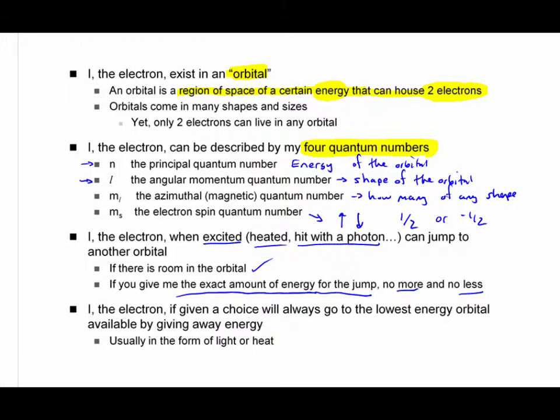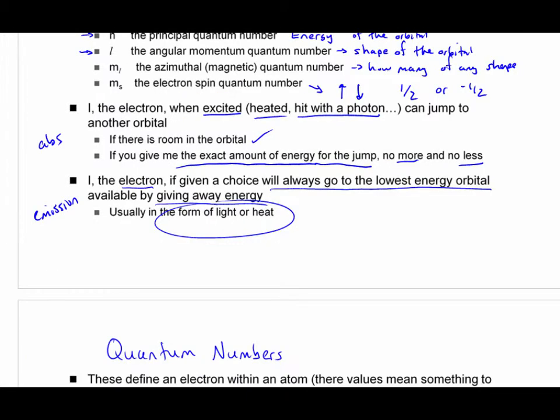And if that electron is excited, it will always try to go to the lowest energy orbital available by giving away some energy. That means it's going to emit. So this is absorption, and this is emission, things we've already talked about. It's normally going to give this away as light, though there are ways for it to give some of its energy away as heat, and that is a whole different story in a whole different course, not this one. For now, everything will be light.